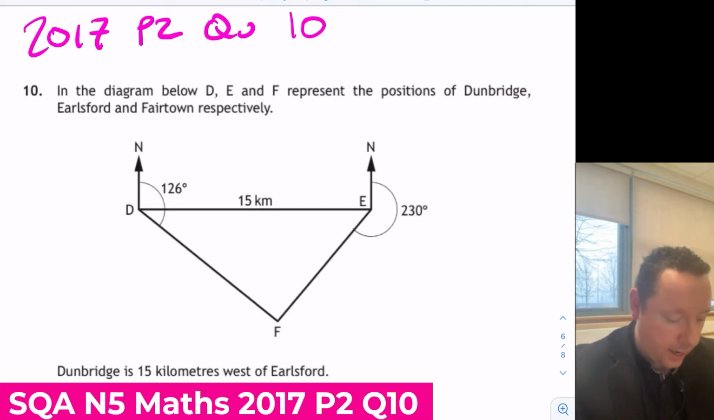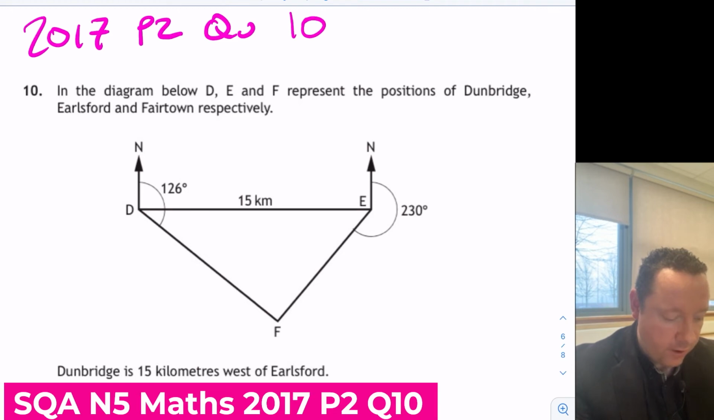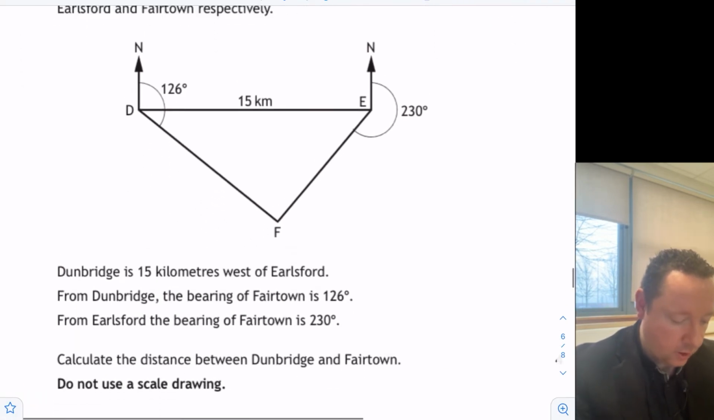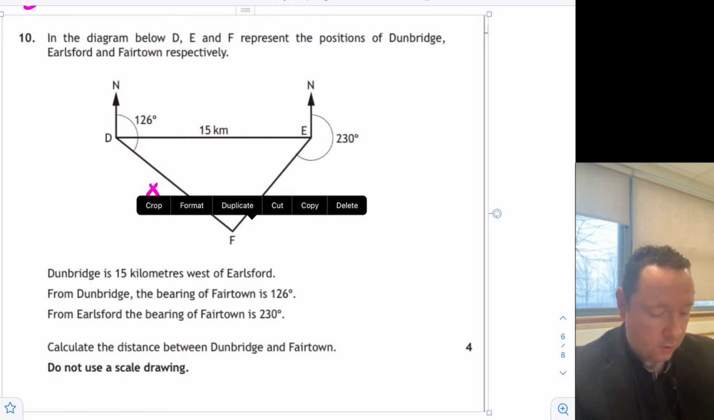2017, paper 2, question 10. In the diagram below, D, E and F represent the positions of Dunbridge, Aylesford and Fairtown respectively. It tells us that Dunbridge is 15 kilometres east of Aylesford, and it's drawn it in for us. From Dunbridge, the bearing of Fairtown is 126, which is drawn all the way round, north, down to Fairtown. From Aylesford, the bearing of Fairtown is 230. From Aylesford, 230 to Fairtown. Calculate the distance between Dunbridge and Fairtown. Calculate this distance. Let's just mark that up there with an X.